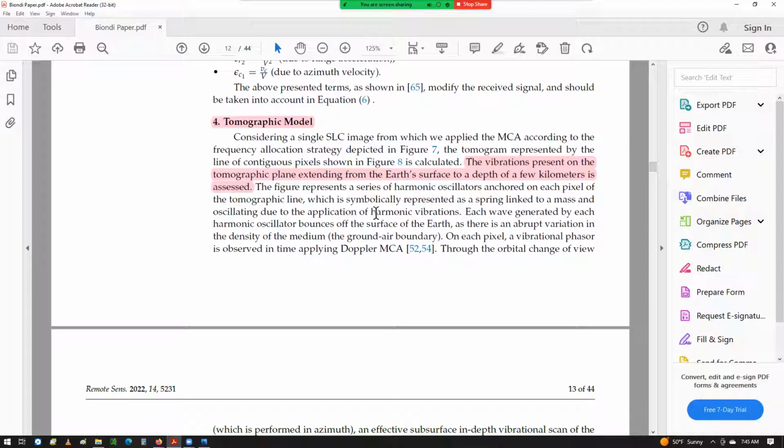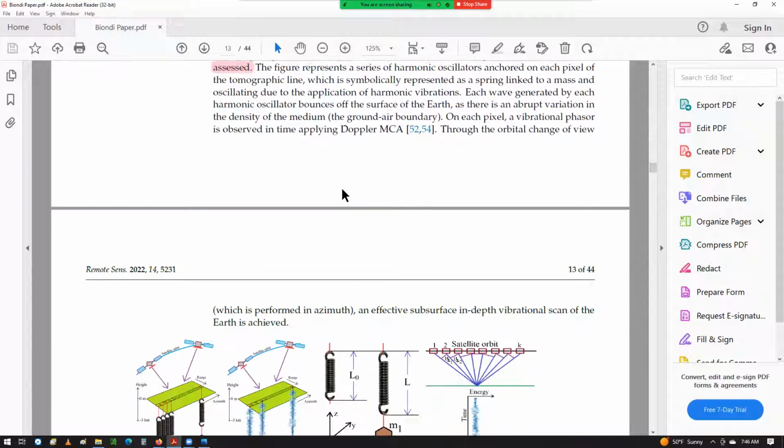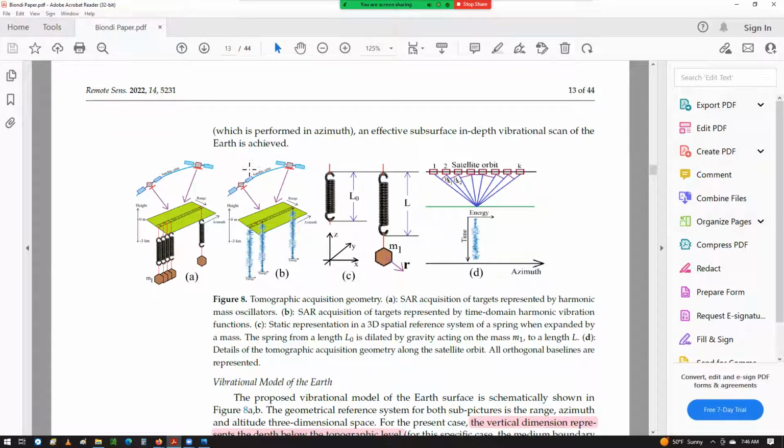Okay, so now one more thing I have to explain. So the tomographic model. How did they translate these tiny movements into the interior architecture? So it says the vibrations present on the tomographic plane extend from the Earth's surface to a depth of a few kilometers is assessed. Okay, so we already went through this, right?